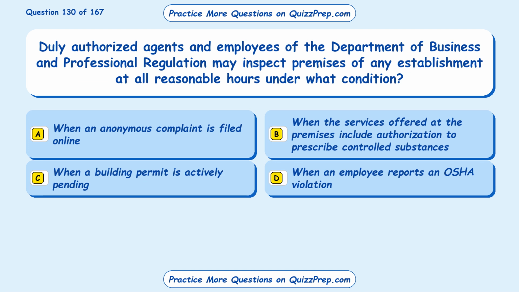Duly authorized agents and employees of the Department of Business and Professional Regulation may inspect premises of any establishment at all reasonable hours. Under what condition? Option A. When an anonymous complaint is filed online. Option B. When the services offered at the premises include authorization to prescribe controlled substances. Option C. When a building permit is actively pending. Option D. When an employee reports an OSHA violation.